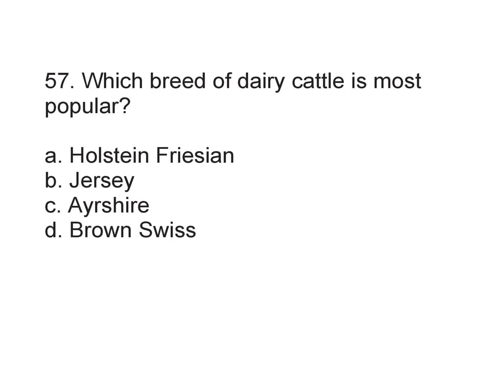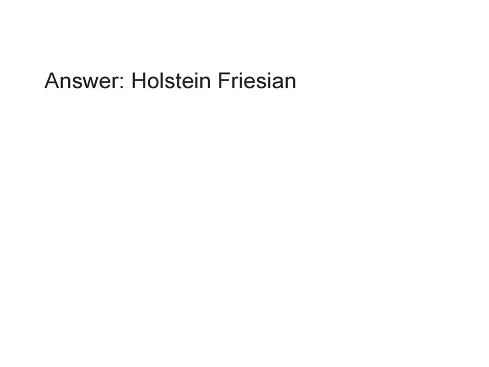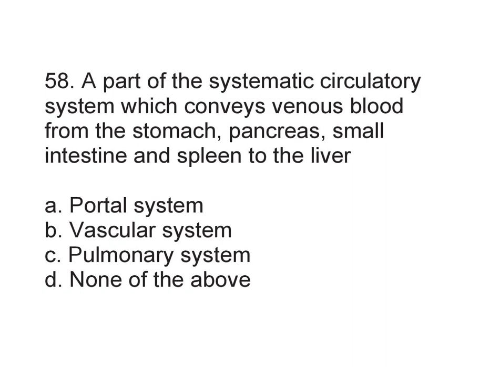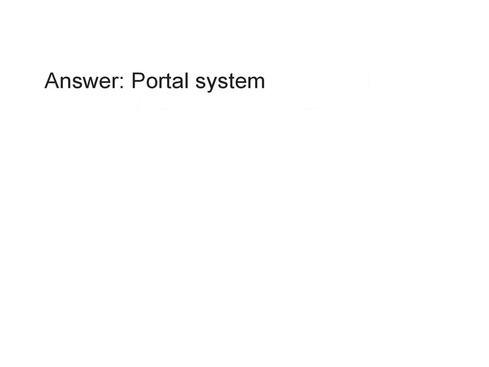The answer is Holstein Friesian. Number 58. A part of the systematic circulatory system which conveys venous blood from the stomach, pancreas, small intestine, and spleen to the liver. A. Portal system, B. Vascular system, C. Pulmonary system, D. None of the above. The answer is portal system.